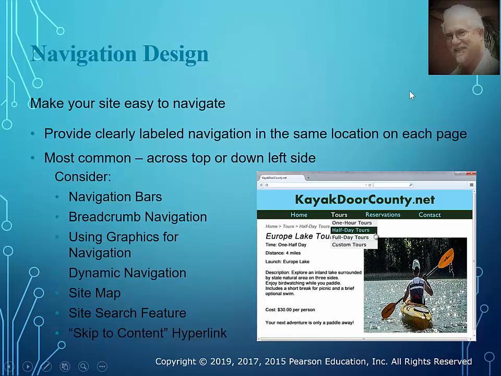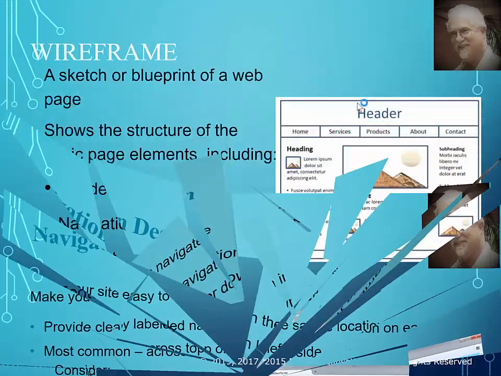Navigation design: make sure the site is easy to navigate. You must have navigation. Don't have dead ends. Provide clear, labeled navigation in the same location on each page. Commonly you have it on the top or on the left side. You could also have it on the bottom. It could be just a navigation bar, a simple thing like the graphic on this slide, or you could have breadcrumb navigation, dynamic navigation. You can create a site map. You could use a site search feature, or even a skip to content hyperlink on the first page if the first page is extra long.